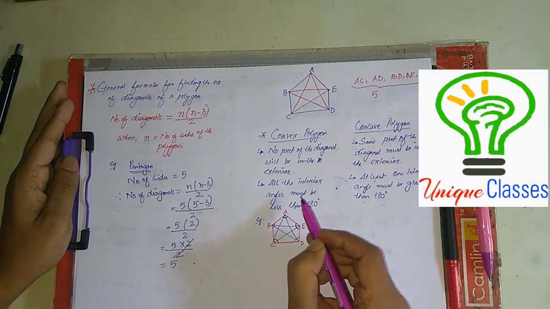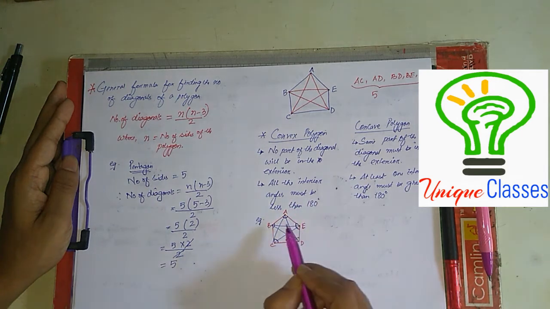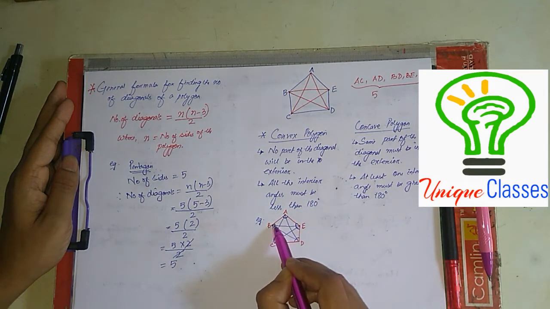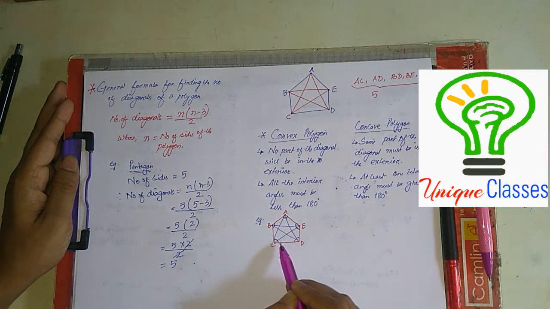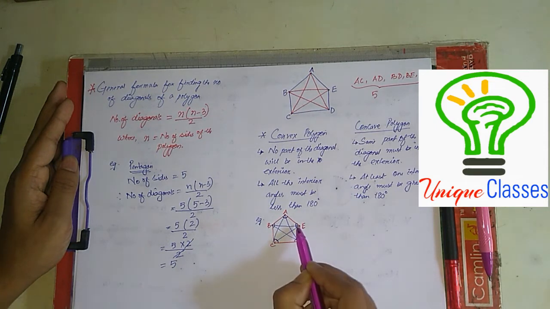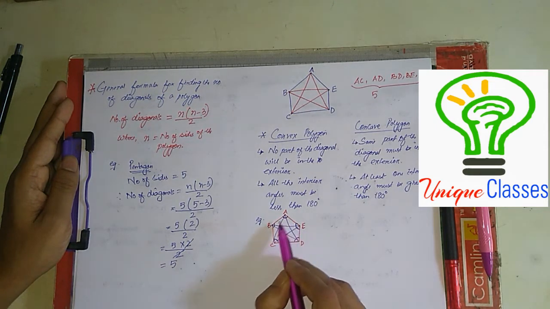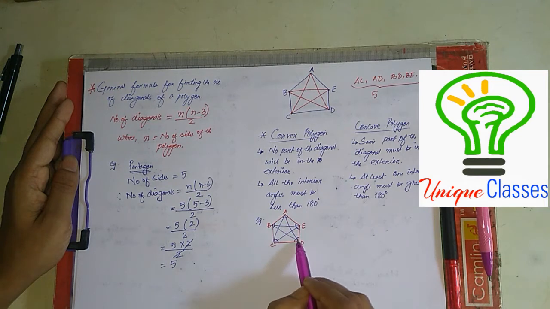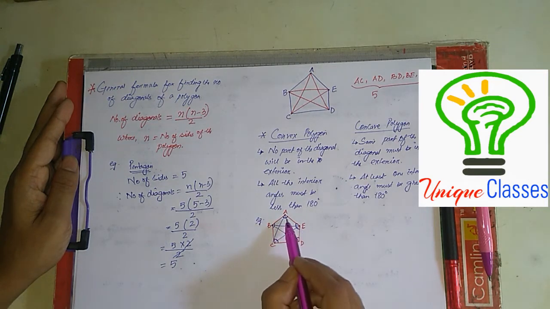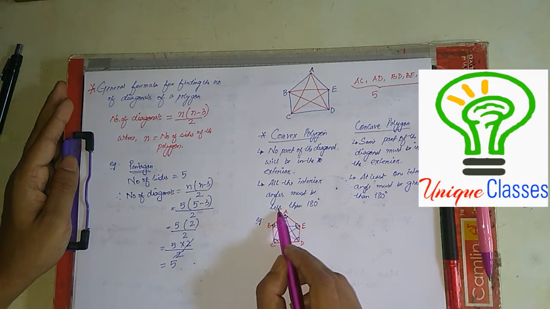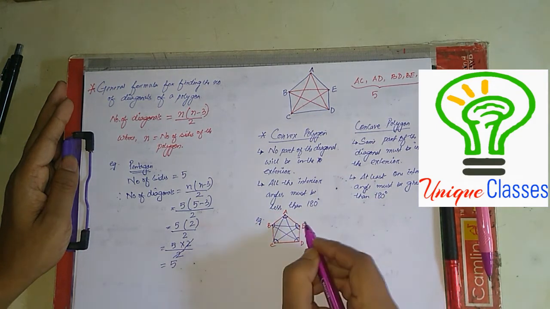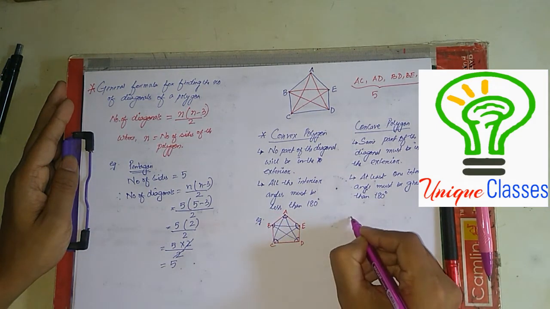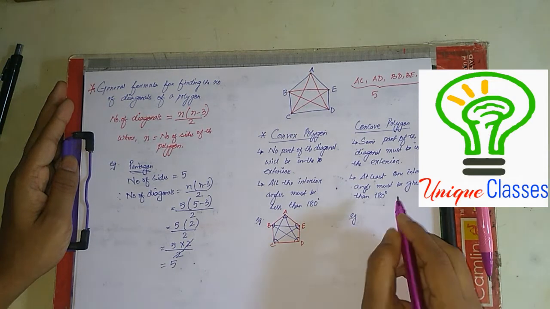Next thing is, all the interior angles must be less than 180 degrees. This angle is less than 180 degrees, this angle is less than 180 degrees, this angle is less than 180 degrees, this angle is less than 180 degrees. Why am I saying this? Because if an angle were greater than 180 degrees, or at least 180 degrees, it would have to form a straight line. Fine. Okay, I hope you understood what a convex polygon is. Now convex polygon.